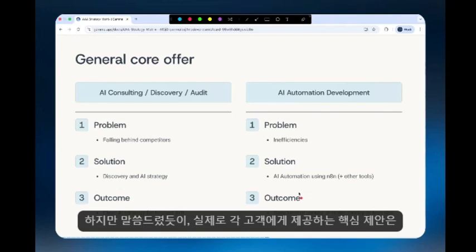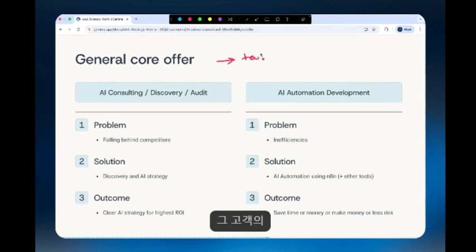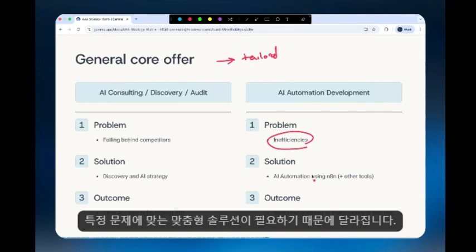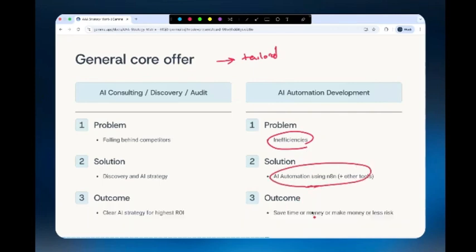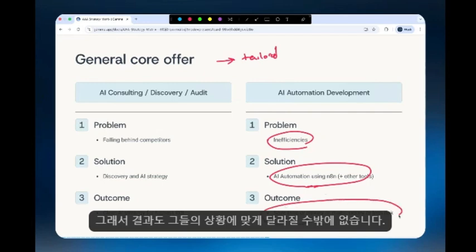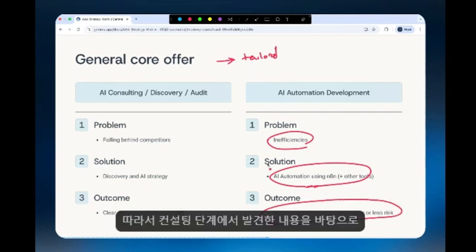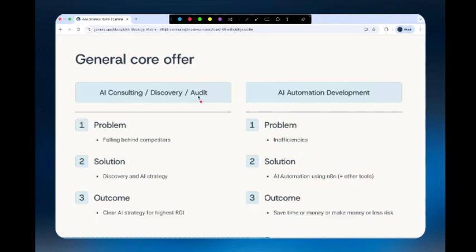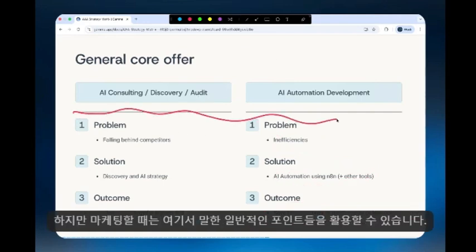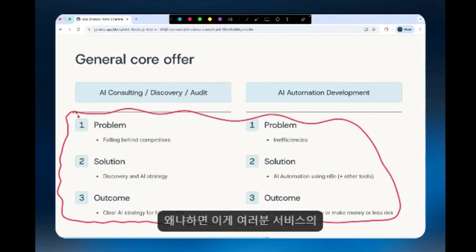But as I said, the actual core offer that you would have for each customer will be tailored to that customer, because that customer has a specific problem which you would have to build a specific solution for. And so the outcome they will achieve would be specific to their scenario. So I'd recommend building your core offer for each client based off what you found during the discovery phase when you're consulting them. But you can still use these general points when it comes to marketing your offer, because these are generally still what your services do as a whole.